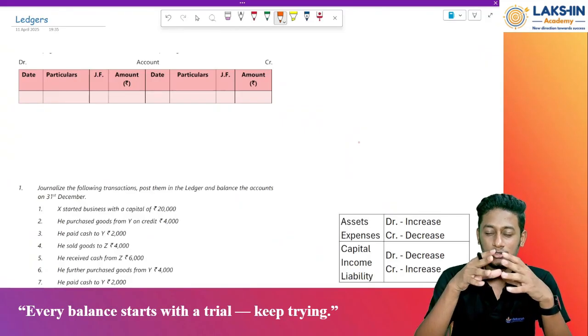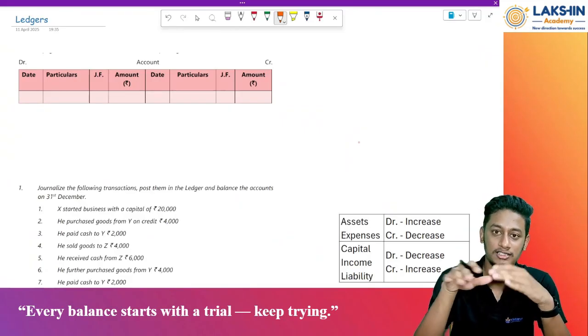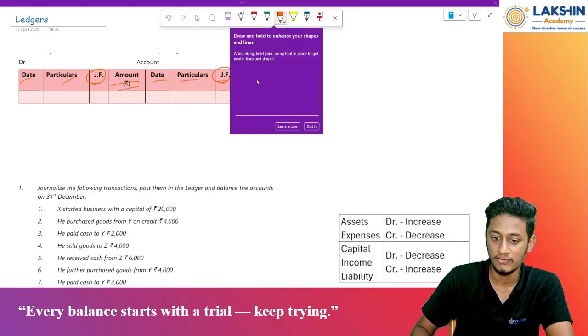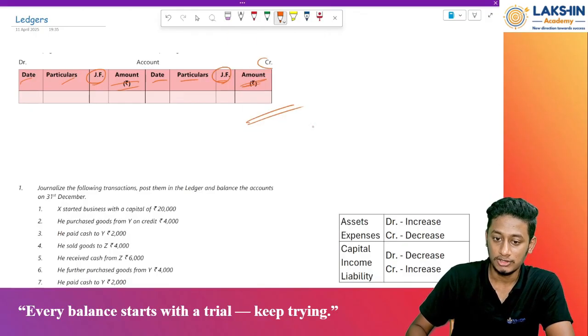Now let's not go too deep into the basics. Let us look at the ledgers. So this is the format for the ledgers. We have date, particulars, journal folio and amounts, and then again date, particulars, journal folio and amounts. So this is for the credit side. This is for the debit side. This is a division for the account.